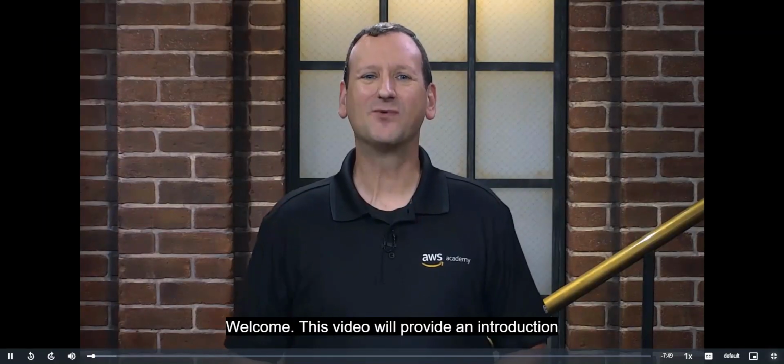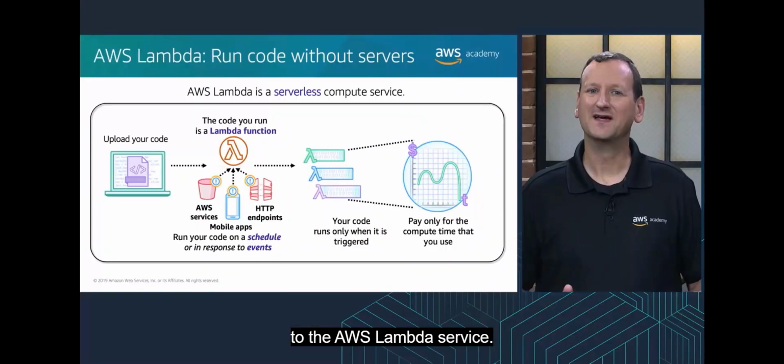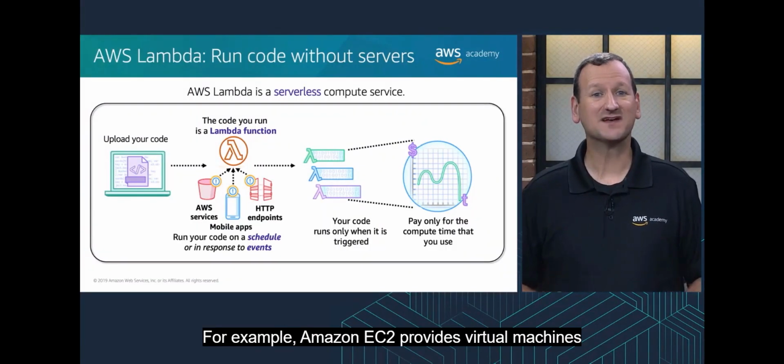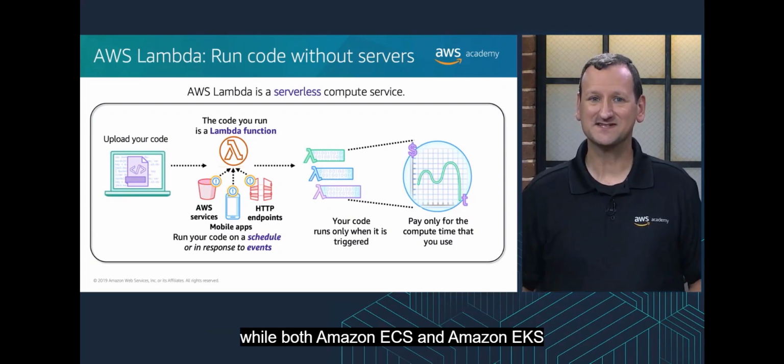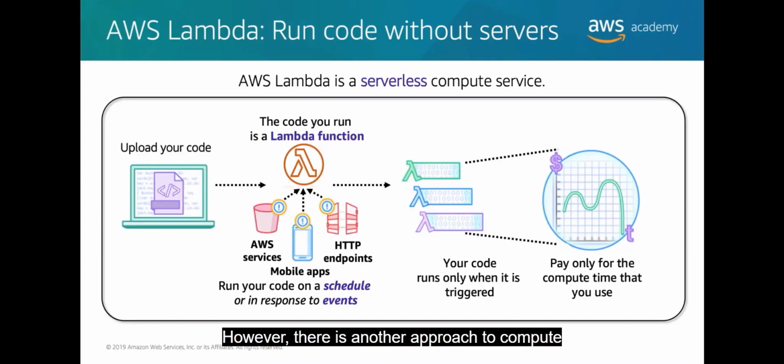Welcome. This video will provide an introduction to the AWS Lambda service. AWS offers many compute options. For example, Amazon EC2 provides virtual machines, while both Amazon ECS and Amazon EKS offer container-based compute services. However, there is another approach to compute that does not require you to provision or manage servers. This third approach is often referred to as serverless computing.